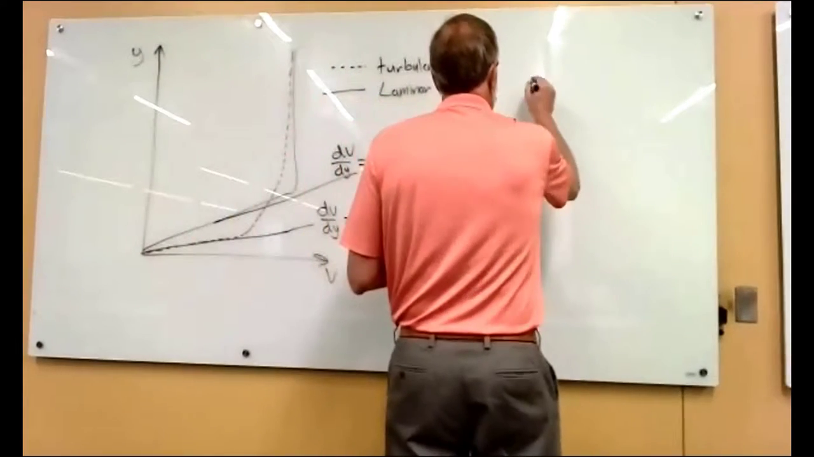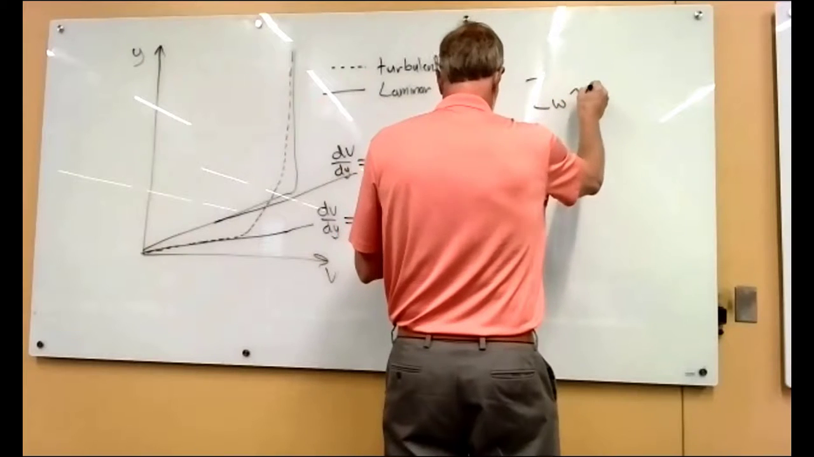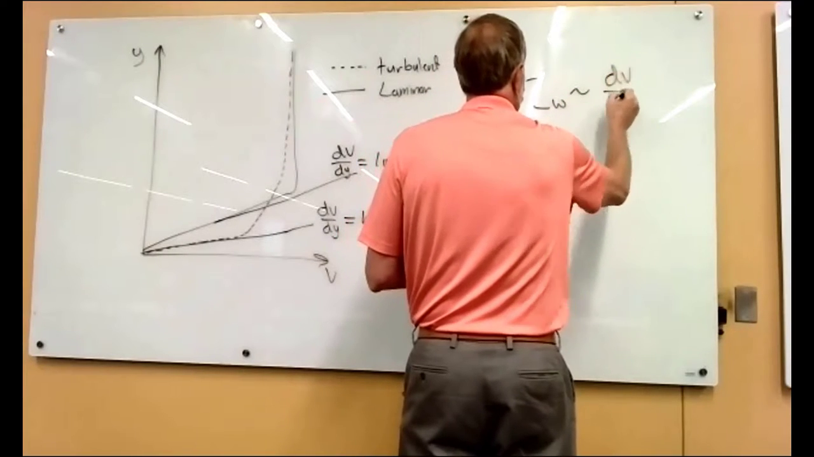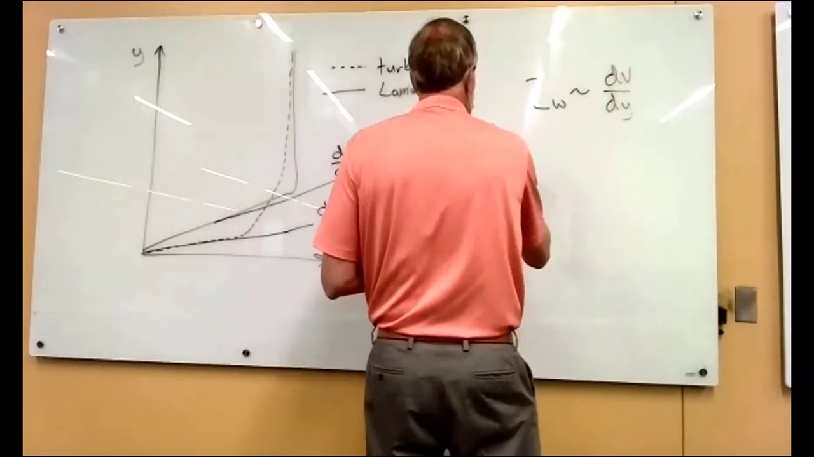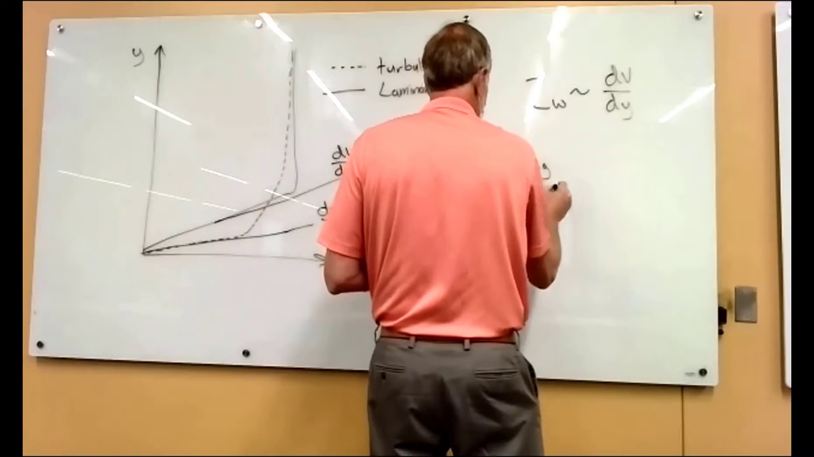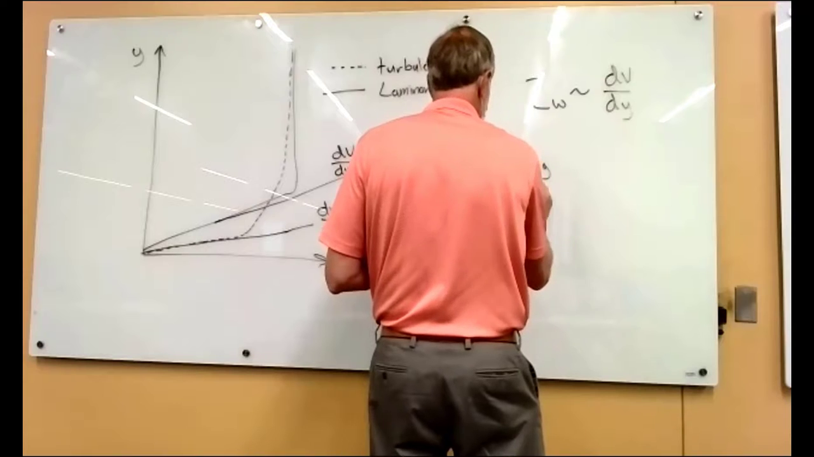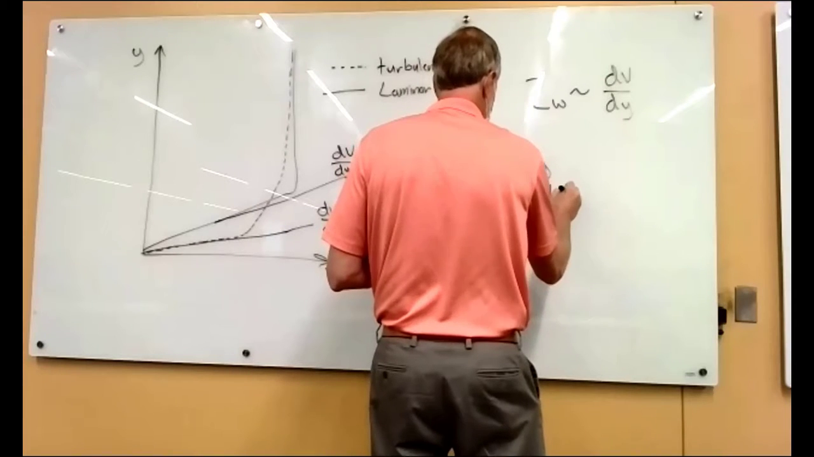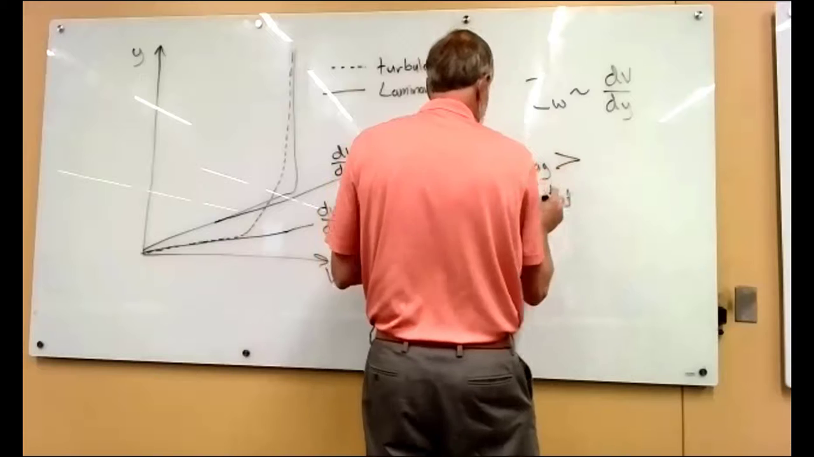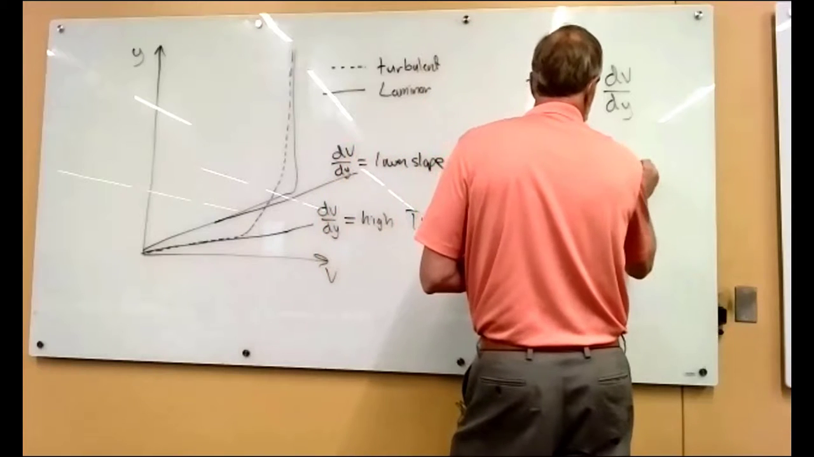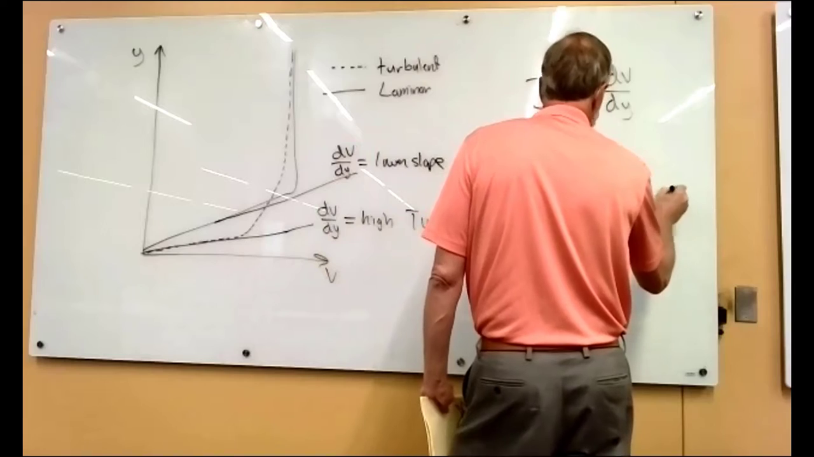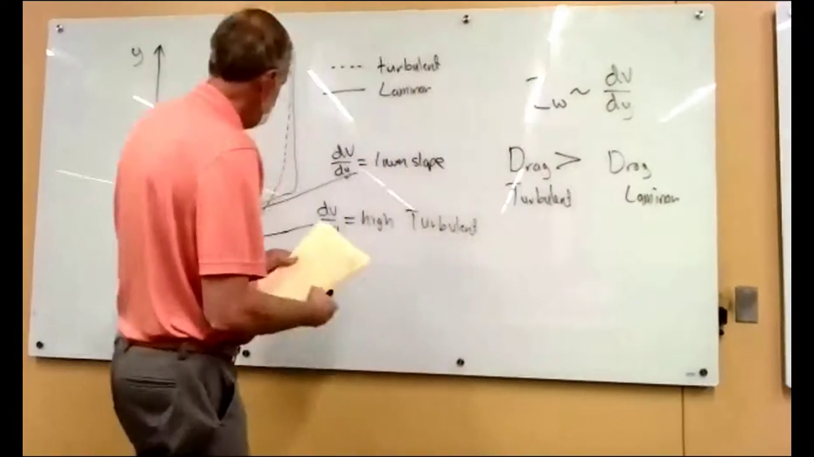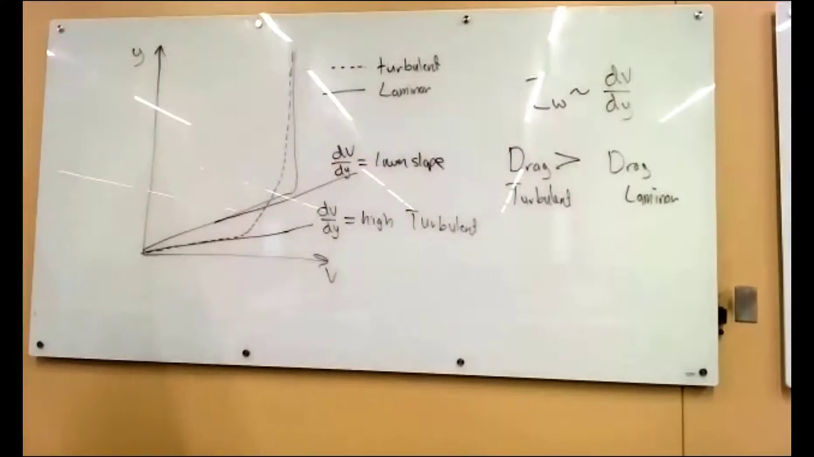Because the shear stress at the wall is proportional to that slope, dV by dy, it means that the drag for turbulent flow is greater than the drag for laminar, because the slope of the turbulent flow is higher, and the shear stress creates the drag.